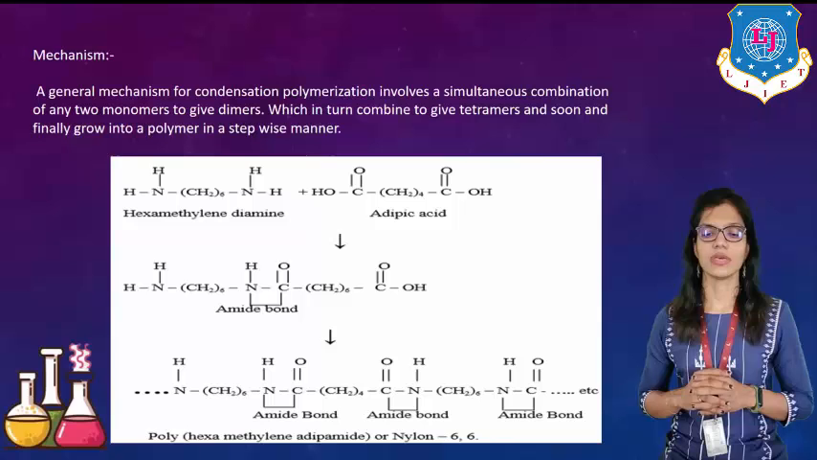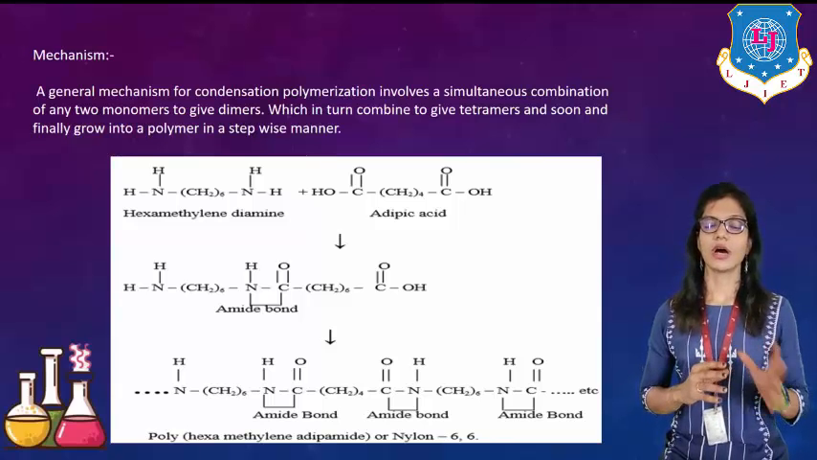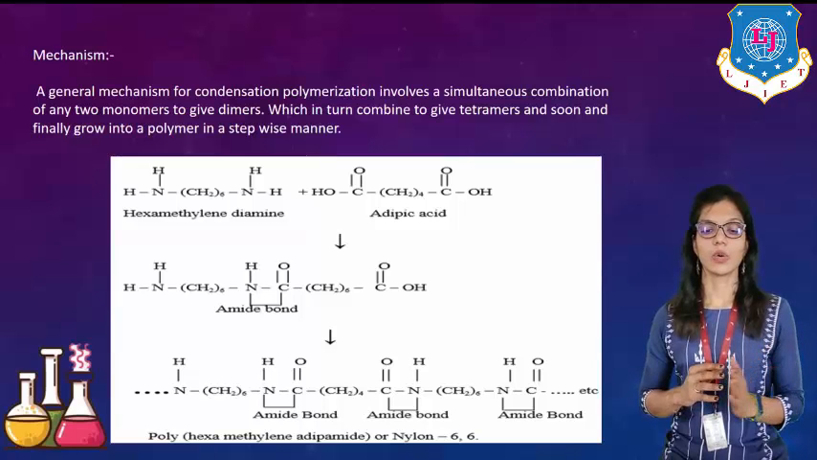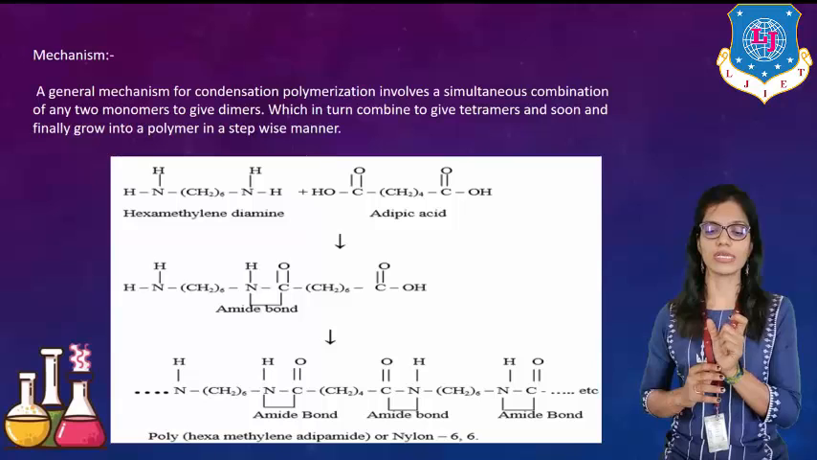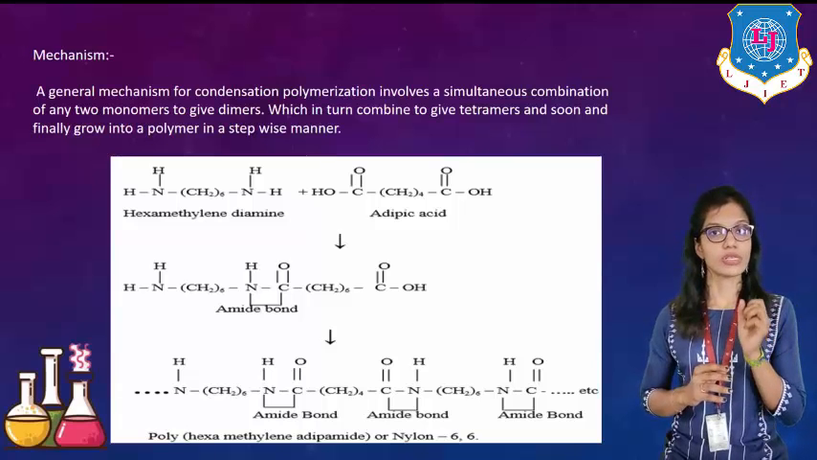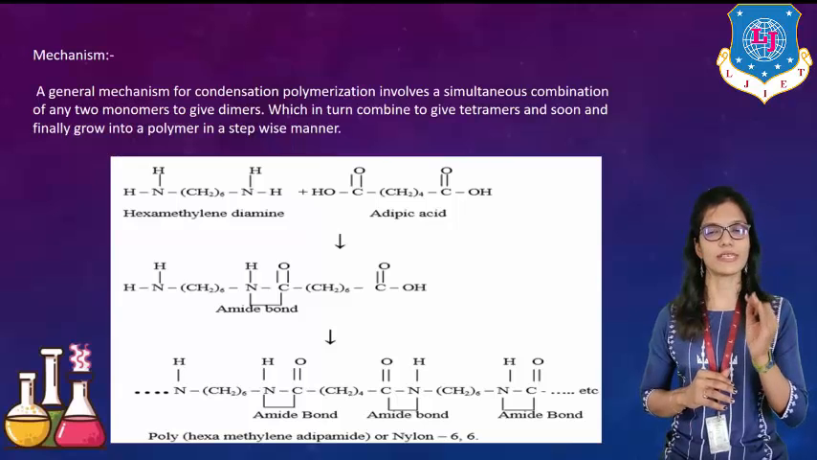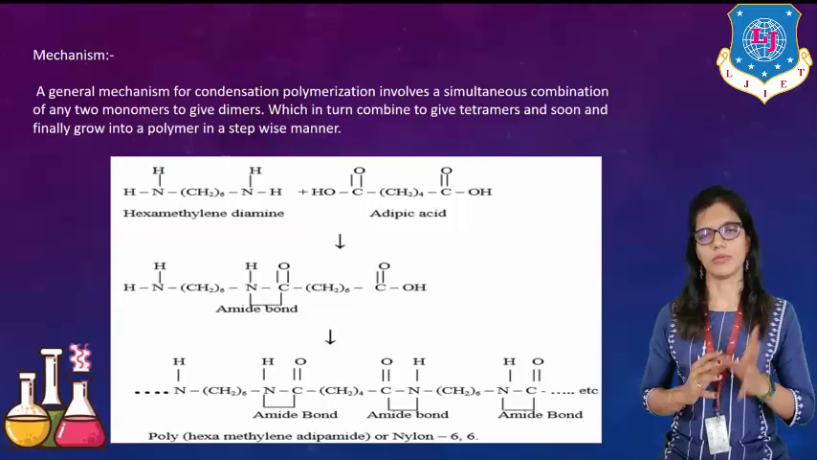So here, as you can see, we got an idea of how the long chain is formed. You can observe in the whole long chain how the amide bond formation occurs and why nylon 6:6 is considered one of the best polymers, one of the most durable polymers.